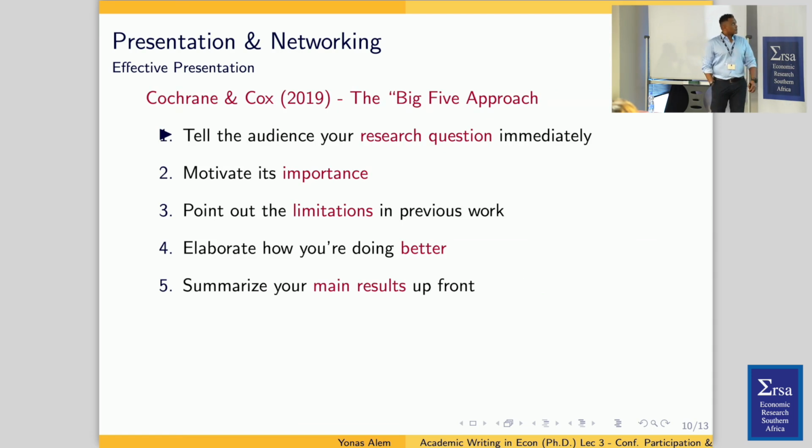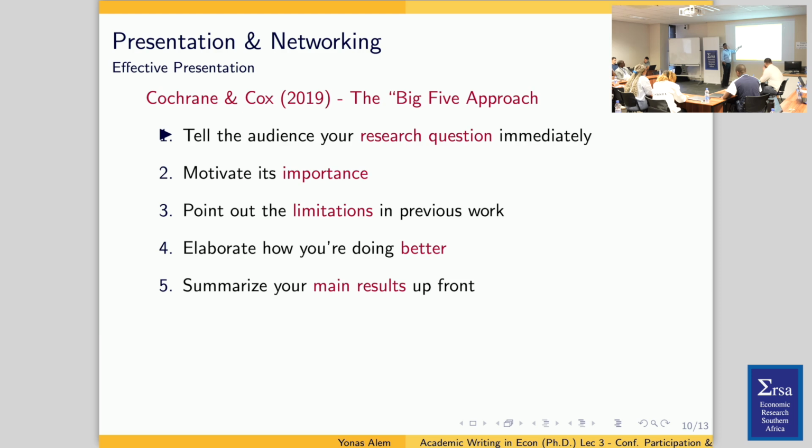So the Big Five approach: tell the audience your research question immediately, motivate its importance, point out the limitations in previous work. The limitations in previous work are actually showing you your contribution as well, so they can be embedded in the motivation. Why you did this research is because the literature is lacking this information. And then elaborate how you're doing better, what you are improving.